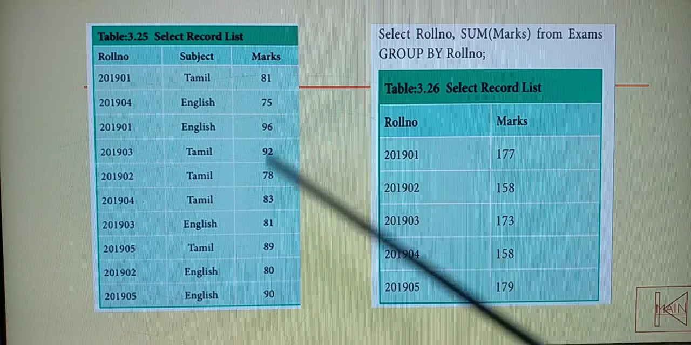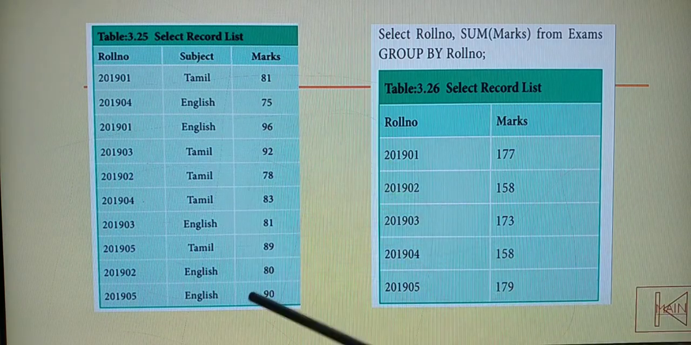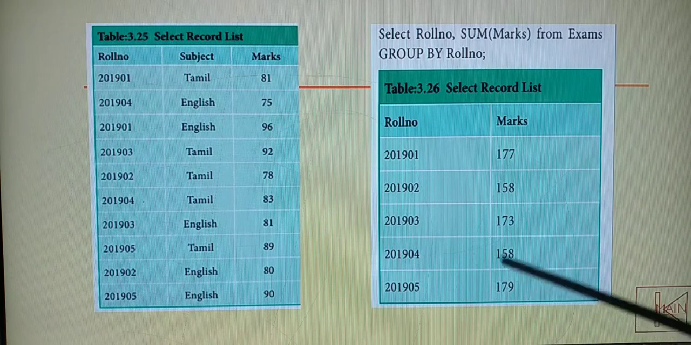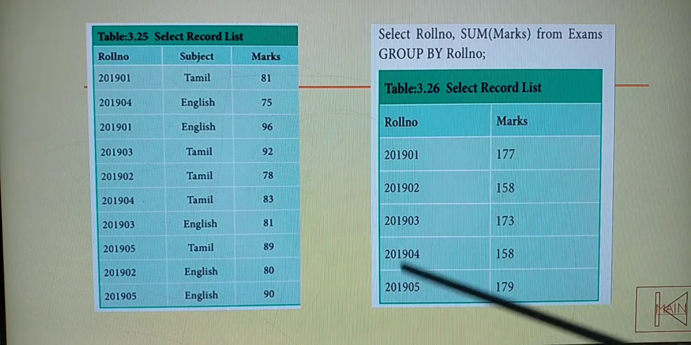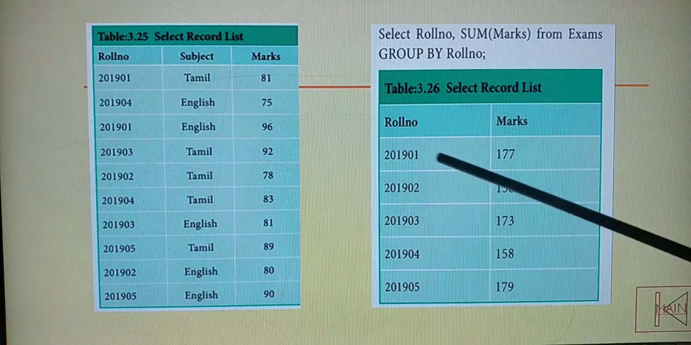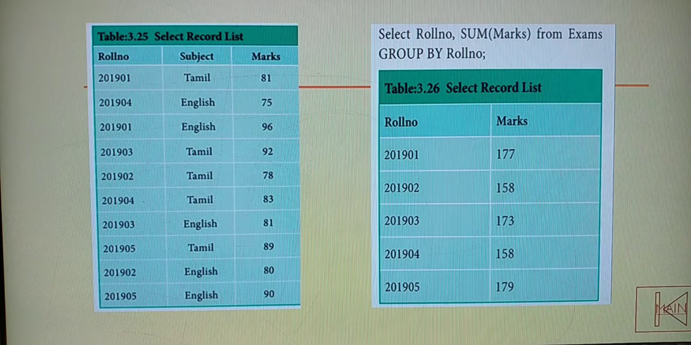So this is your input table. See how big it is. And this is your output table. You have grouped it based upon the roll number. So, clear with this group by command? For grouping, which command are you going to use? Yes, the group by command is used. Yes, we can continue with the next one.